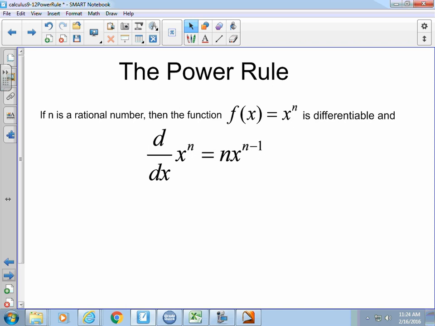Why is it d over dx? That is the other notation for derivative. Remember, there's the f prime notation and the d over dx, depending on if you're a Newton fan or a Leibniz fan.